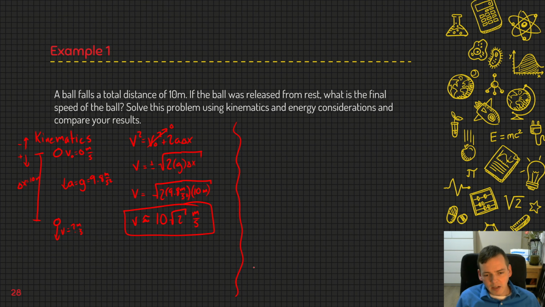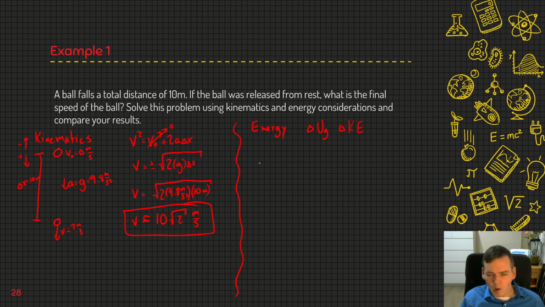So now with energy, let's look at the same thing. What objects are involved? We have the ball and the earth. We see that the ball is changing height, so we expect to see a change in gravitational potential energy. We see the ball is changing speed, so we expect to see a change in kinetic energy.